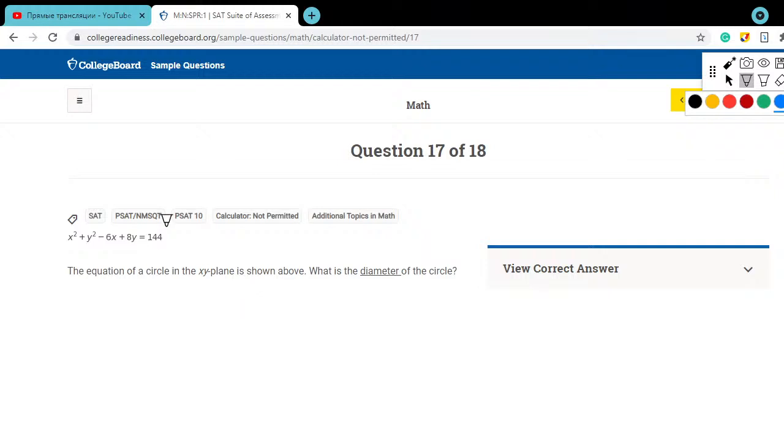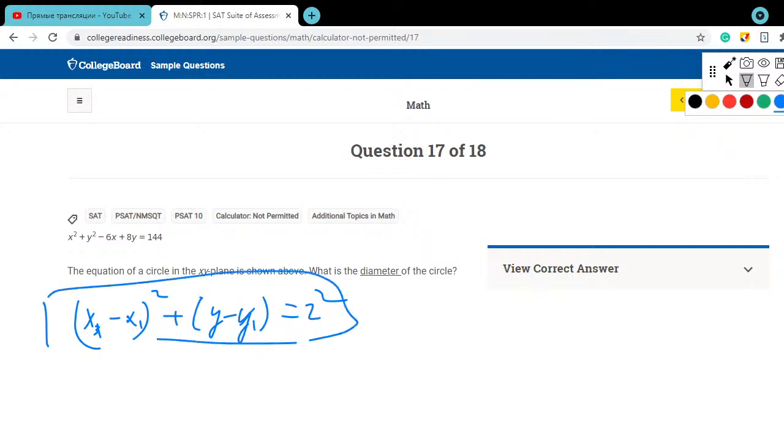So there's an equation of the circle in the xy plane shown above. What is the diameter of the circle? So we here need to know how to write the proper equation of the circle. It looks like this: x minus x1 squared plus y minus y1 squared.